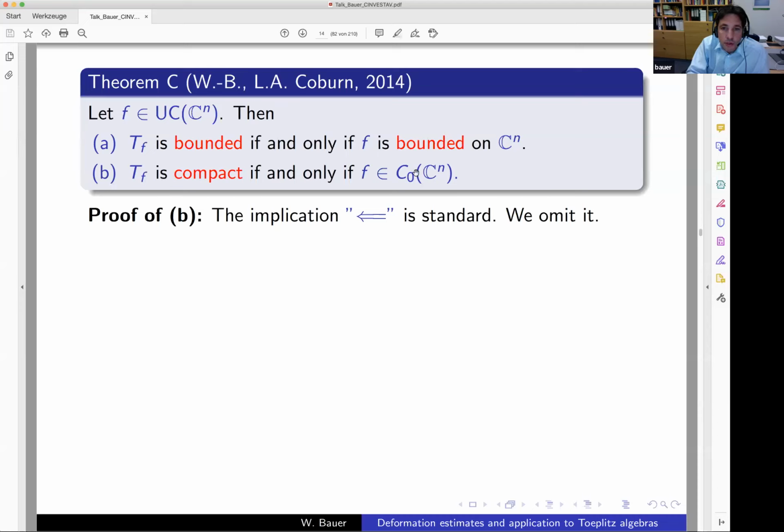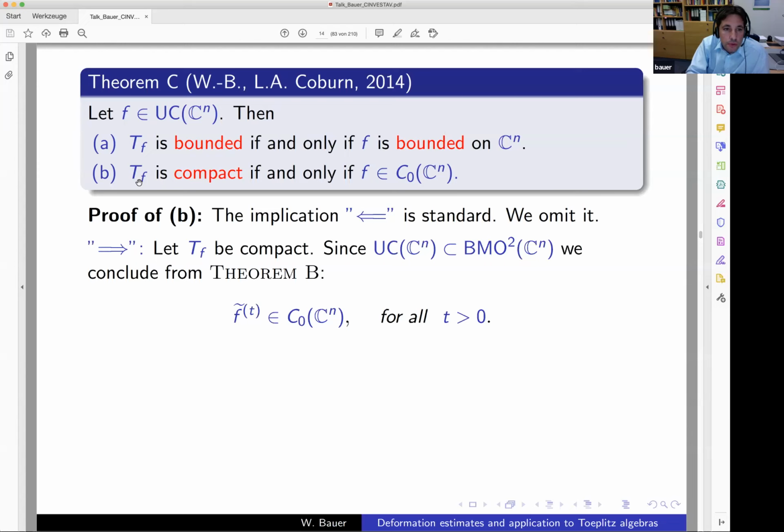So let me just tell you how B works. If the symbol vanishes at infinity, then the operator is compact. That's very standard. So I don't want to say anything about this. This is always true. It doesn't use UC. Actually, okay, this is anyway in UC. So assume that the operator is compact. And then we know, since the uniformly continuous functions are in BMO2, we know the following.